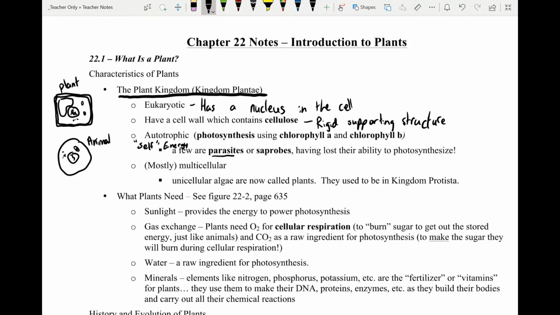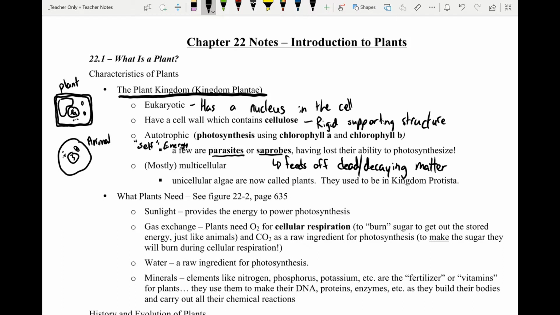They can either be parasitic, so they can prey on other organisms and kind of steal their energy, or there's also this term called a saprobe, which feeds off dead or decaying matter. So in this case, they're not quite autotrophic. They're more parasitic. They get their energy from something else because they've lost their ability to photosynthesize. There's a few exceptions, but generally most are autotrophic.